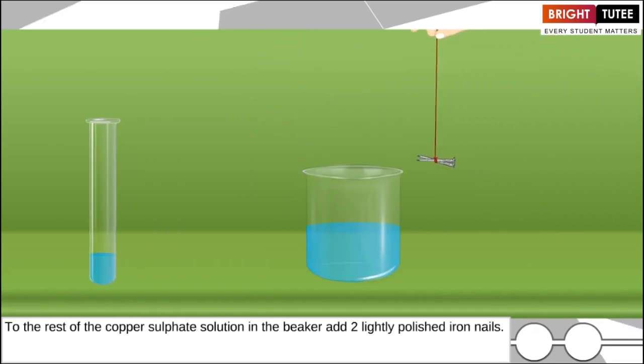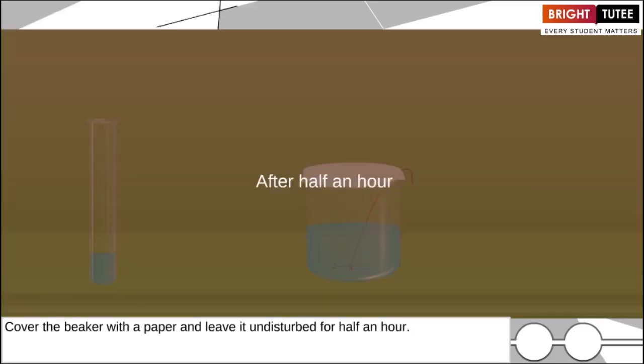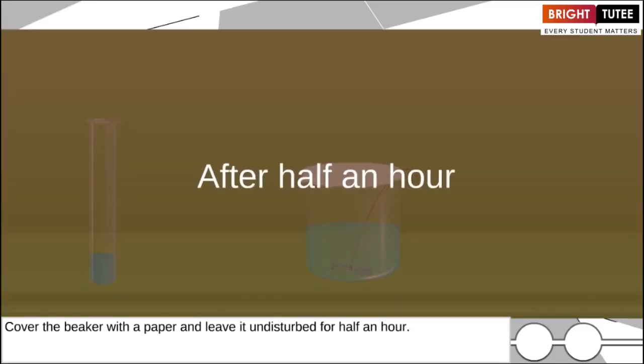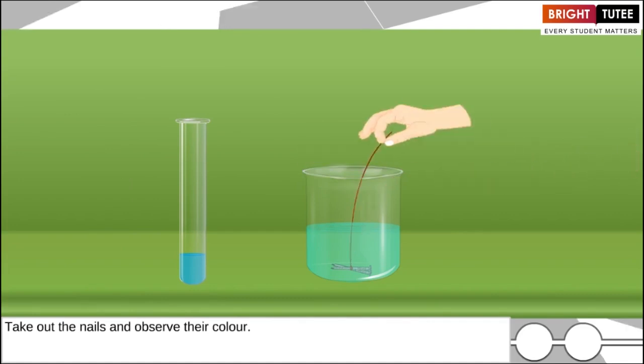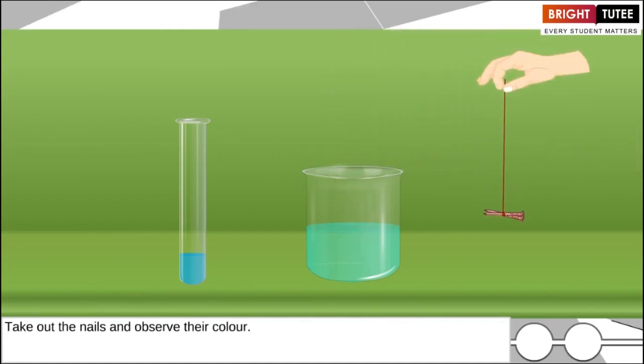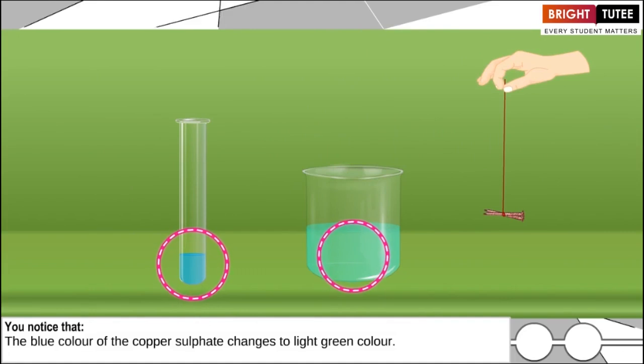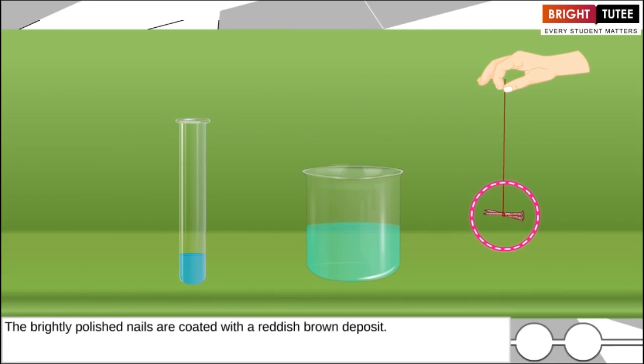To the rest of the copper sulfate solution in the beaker, add 2 lightly polished iron nails. Cover the beaker with a paper and leave it undisturbed for half an hour. Now compare the color of the copper sulfate solution with the test sample in the test tube. Take out the nails and observe their color. You notice that the blue color of the copper sulfate changes to light green color. The brightly polished iron nails are coated with a reddish-brown deposit.